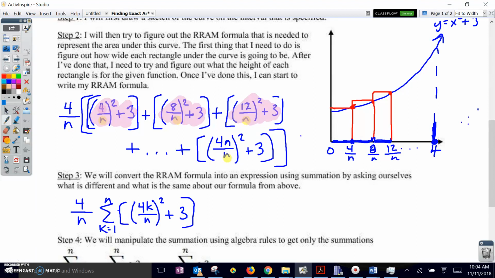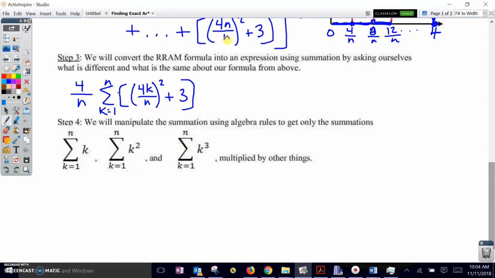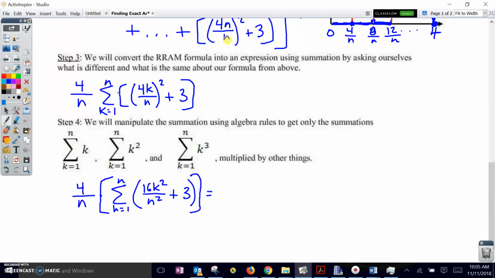Now what we're going to do is manipulate this expression algebraically so that we get only summations multiplied by other things. So we've got 4 over n times the sum from 1 to n of 16k squared over n squared plus 3, which is equal to 4 over n, I'll use my sum rule here, times the sum from 1 to n of 16k squared over n squared plus the sum from 1 to n of 3.